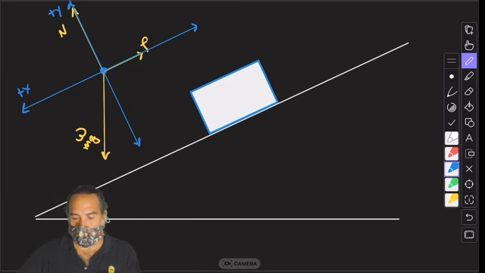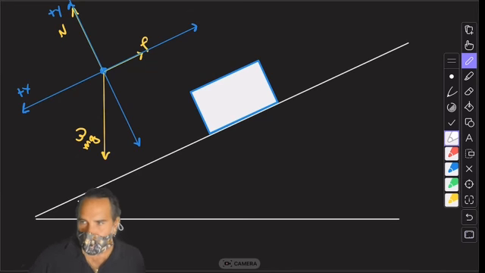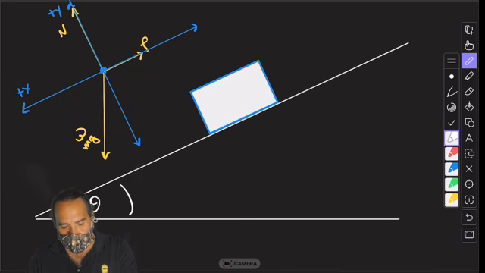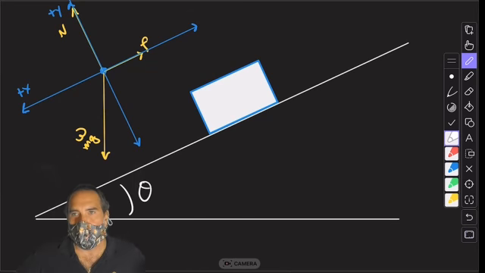Now, here's the hard part, or at least hard for some students. Inclined planes are usually defined by their angle of inclination, which my big head is covering. So there, angle of inclination. Where does this angle go in my picture? Meaning, where do I put it in my free body diagram?